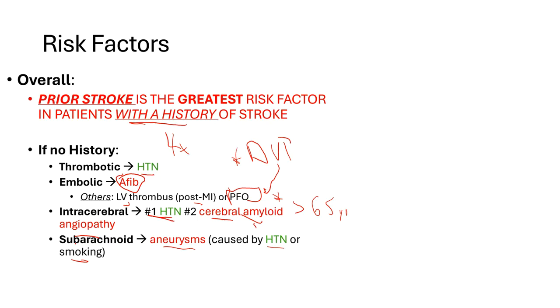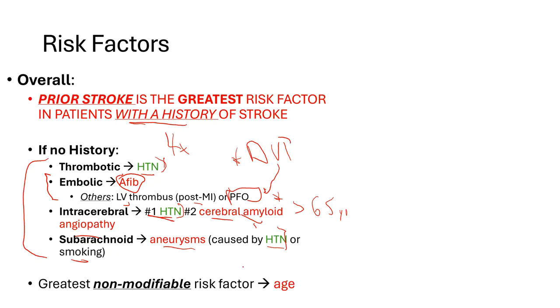Now, look at all of these risk factors. These are all modifiable risk factors, things that we can treat. In almost all cases, hypertension is the number one risk factor for each of these. The only outlier where it's not is for embolic strokes, where atrial fibrillation is the cause. Thus, the number one most modifiable risk factor for stroke will be high blood pressure. The greatest non-modifiable risk factor will be age. This is something that we can't treat, something that we can't change. This is why individuals who are older typically get stroke.